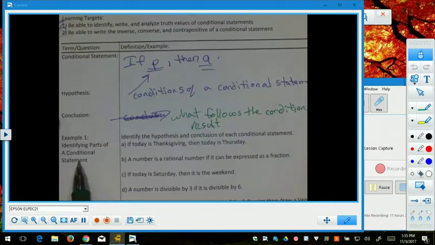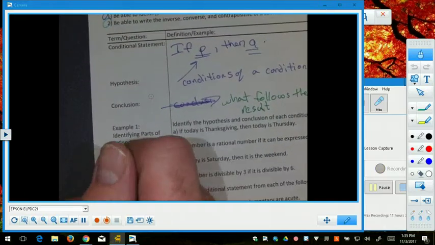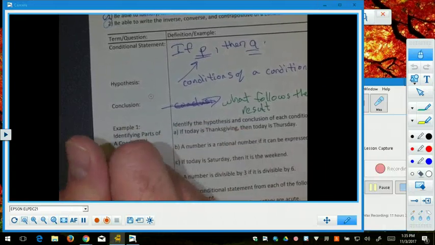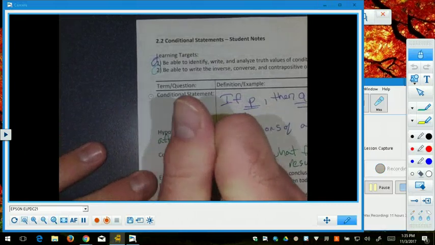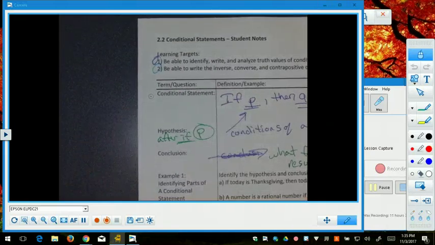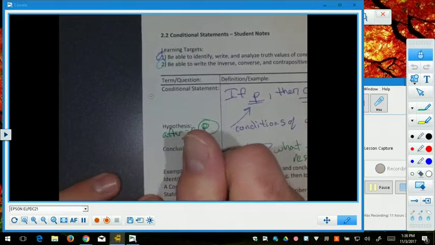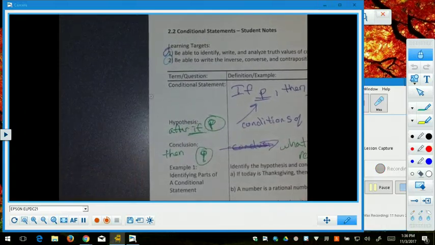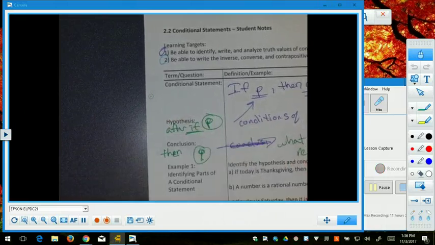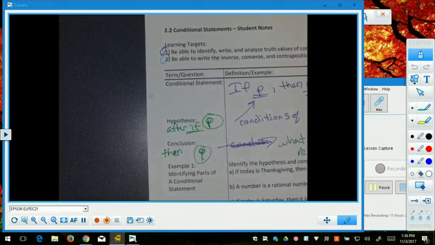So, our first example, identifying parts of a conditional statement. The hypothesis almost always comes after the word if. We use P as our notation for the hypothesis, and Q is our notation for the conclusion. Conclusion usually comes after the word then, except sometimes there isn't a word then, it's just a comma. And it's not always true that the hypothesis comes after the word if, so I will look at some of those examples in just a second.